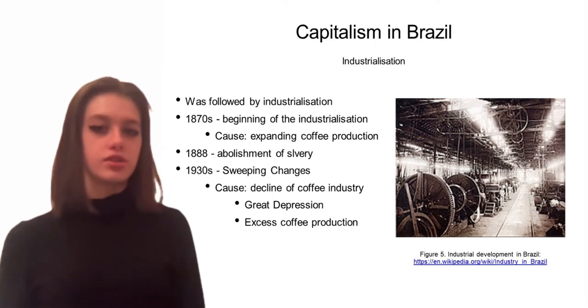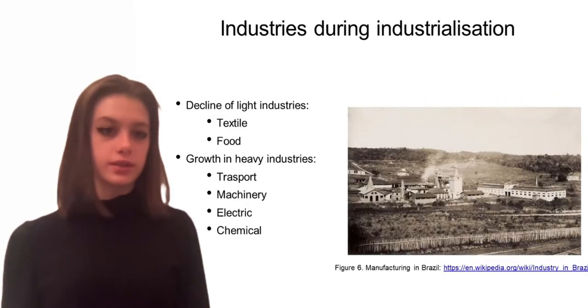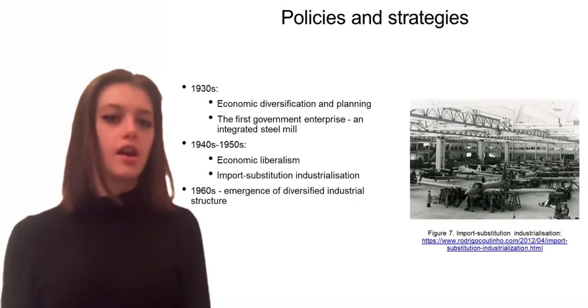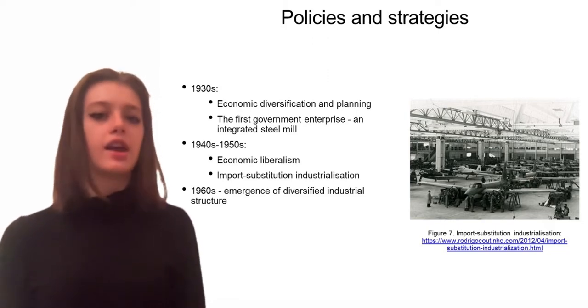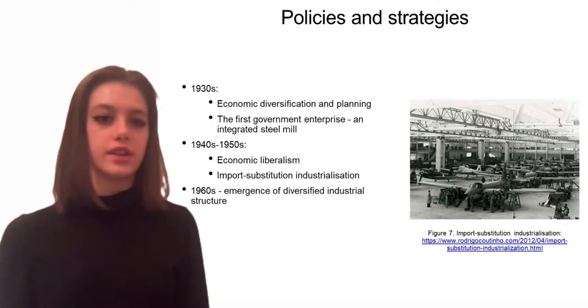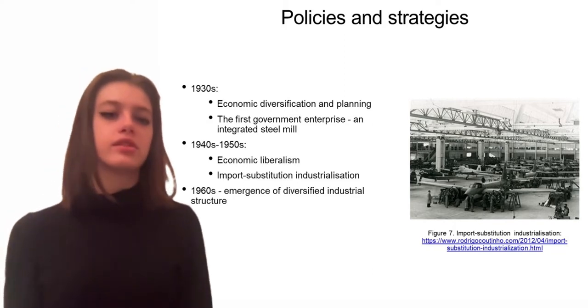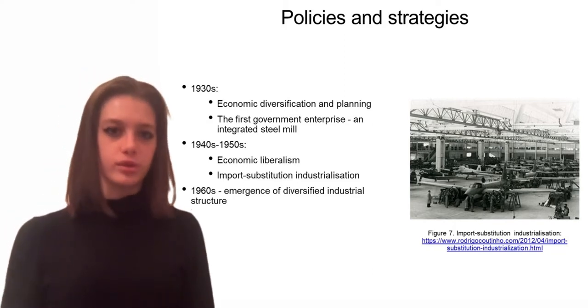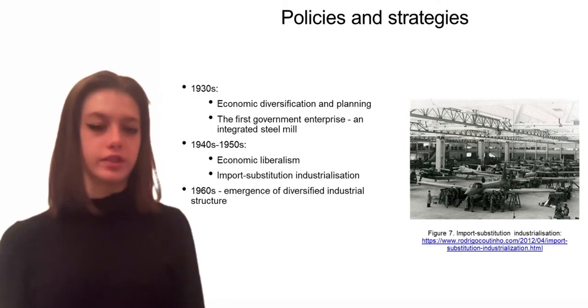However, the sweeping changes in the process of the industrialization started in the 1930s due to decline of coffee industry. Industrialization led to the decline in light industries and growth in the heavy industries. Firstly, the government started to promote a policy of economic diversification and economic planning and established the first large government enterprise. However, industrialization began to gain serious strength only starting with 1940s, 1950s, when the Brazilian government introduced economic liberalism and established a policy of import substitution industrialization. As a result, in early 1960s, there was already a fairly diversified industrial structure in Brazil.